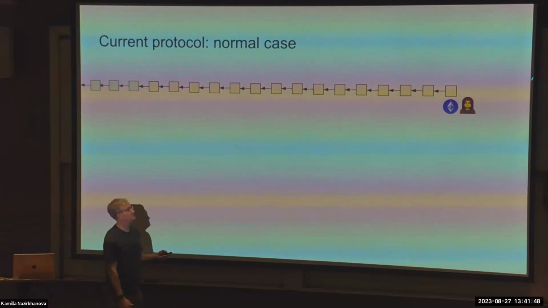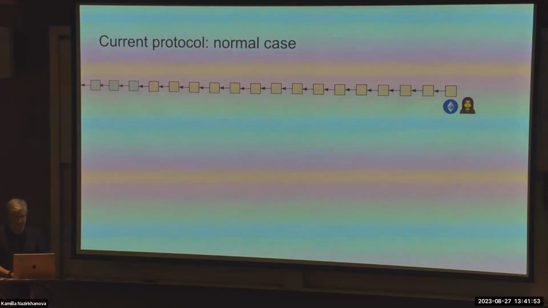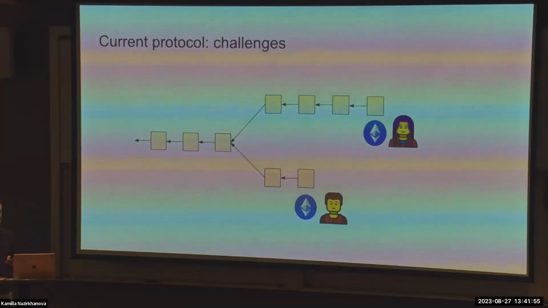Meanwhile, Alice will be appending new assertions onto the end as the chain continues to make progress. That's the normal case. But of course, something like this can happen.